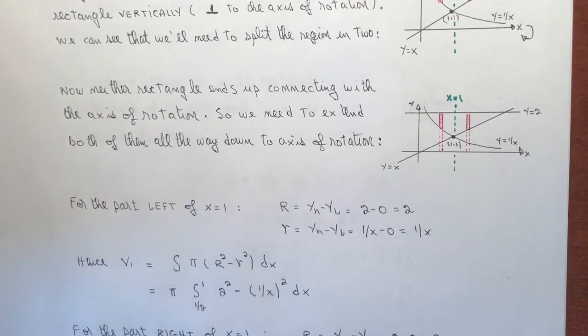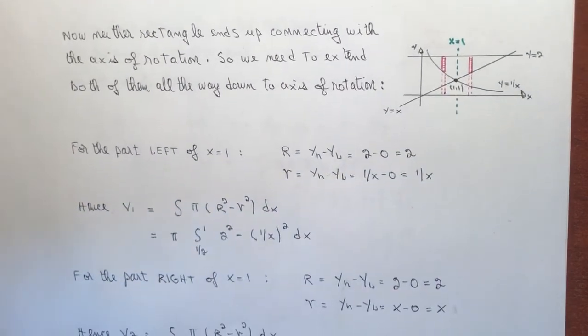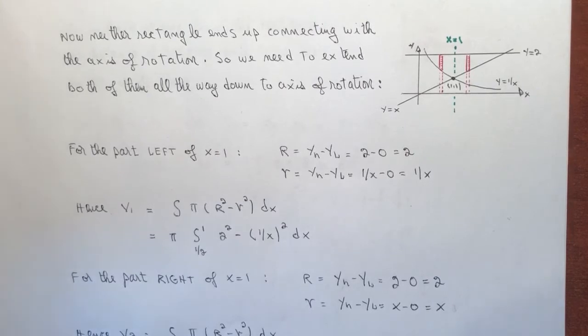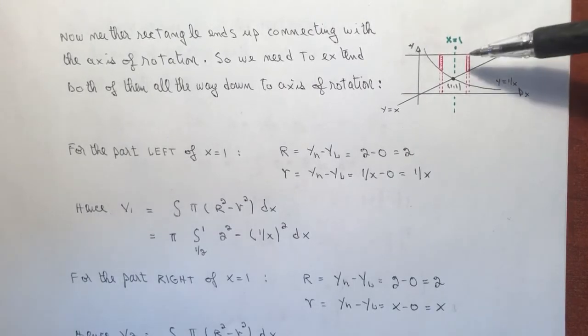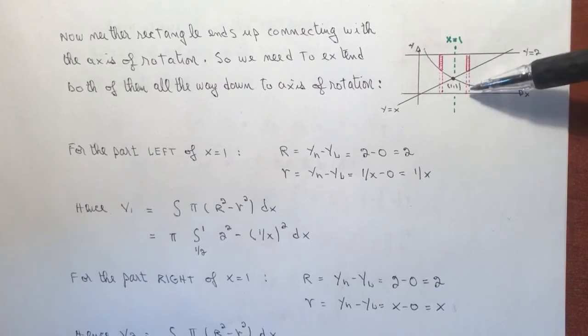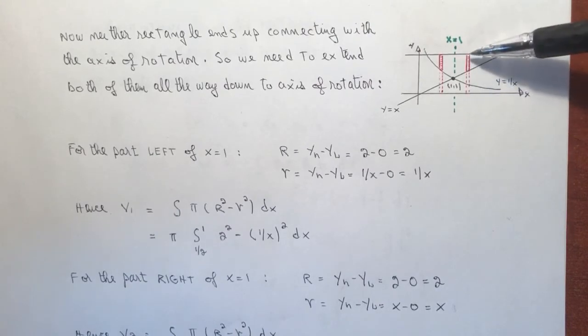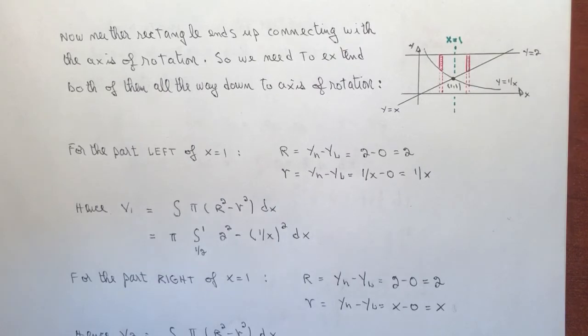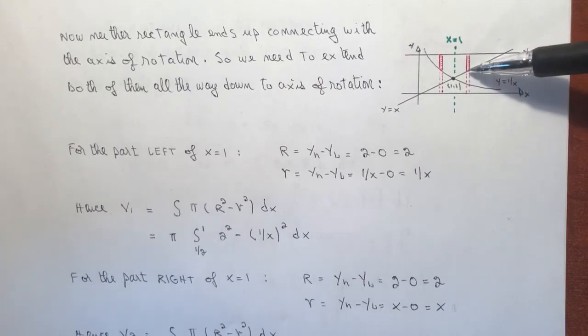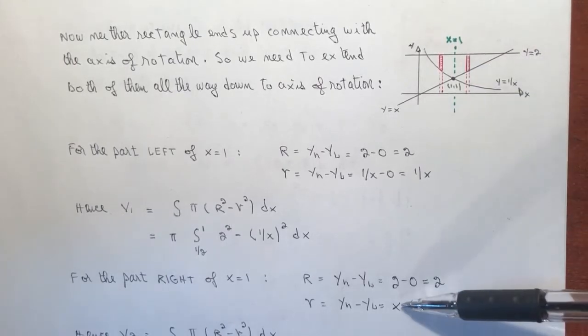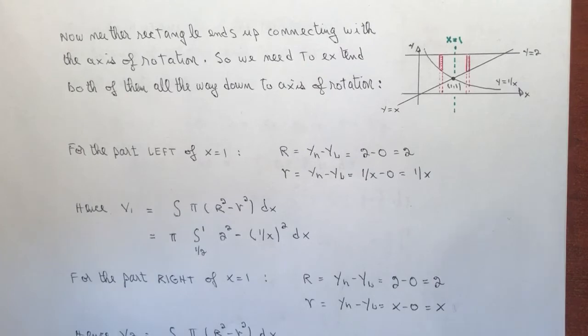Now let's take a look at what happens on the right side of x equals 1. Big R, again, y high minus y low, so big R is 2. Y high is 2, y low is 0, so 2 minus 0 is my big R. My little r is y high minus y low, where the y high is on the line y equals x, minus 0, so we get x.